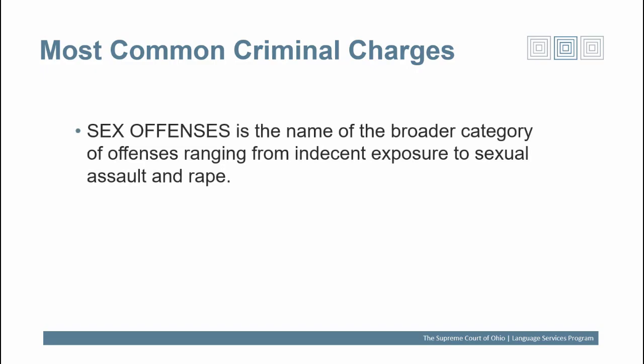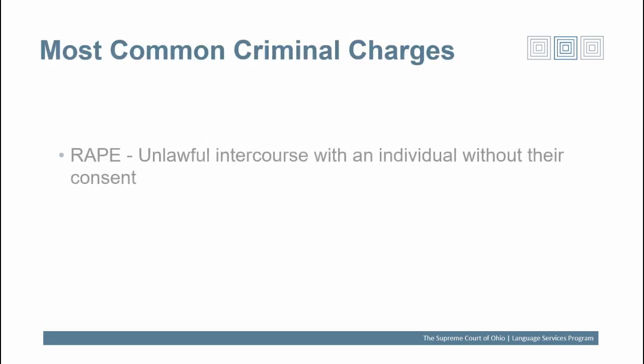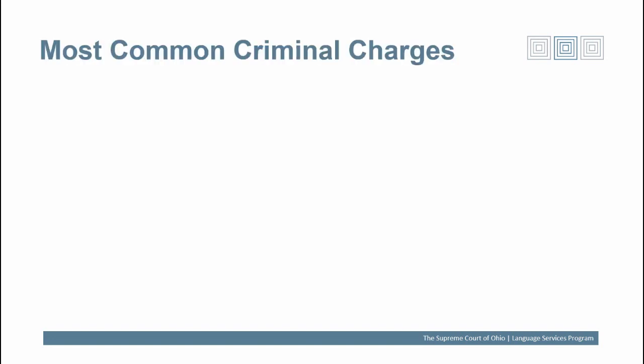Sex offenses is the name of the broader category of offenses ranging from indecent exposure to sexual assault and rape. Chapter 2907 of the Ohio Revised Code has the complete listing. Rape. The unlawful intercourse with an individual without their consent. However, for a more comprehensive definition, please see Chapter 2907.02 of the Ohio Revised Code.